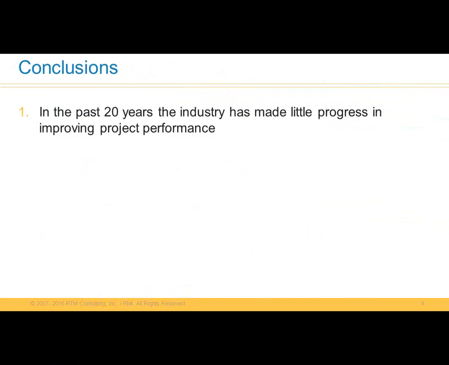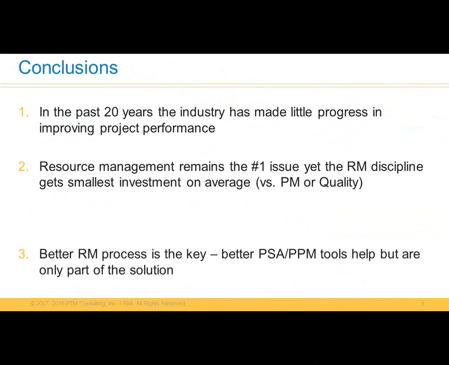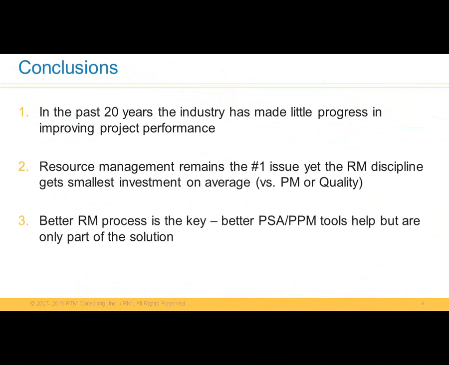I got a couple things that I think are going to be interesting to you. First conclusion is simply in the last 20 years, the industry has made little progress improving project performance. Resource management remains the #1 issue that organizations need to address versus PM or quality. And again, project management and quality, really, really important. We just think you need to get this done ahead of those two things, or come in with triage now to help you address resource management deficiencies wherever they may be.